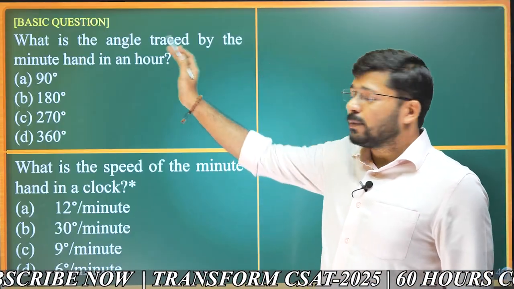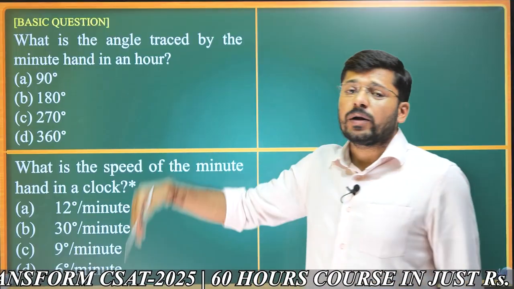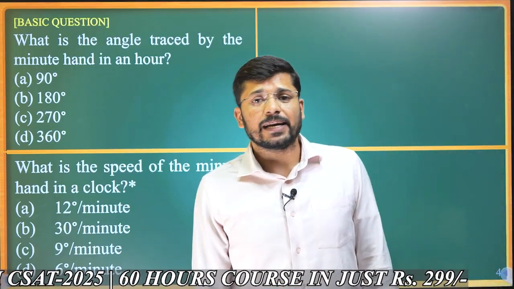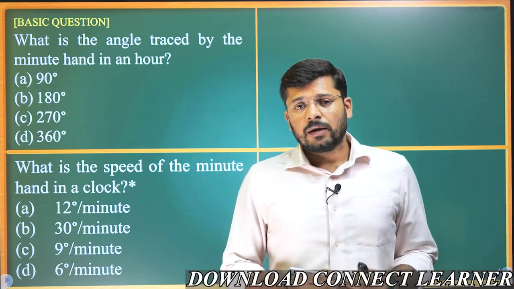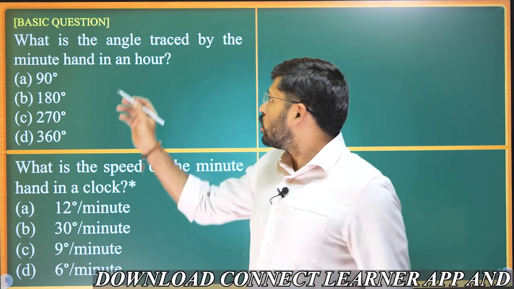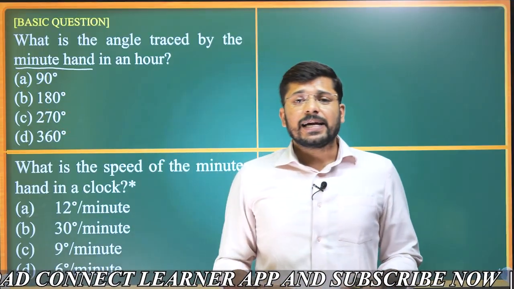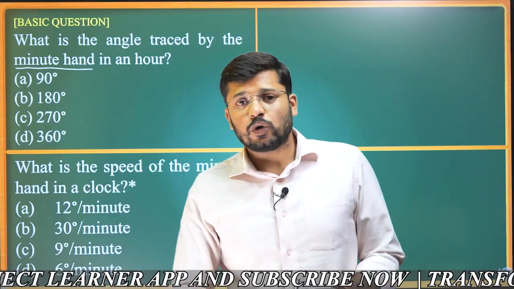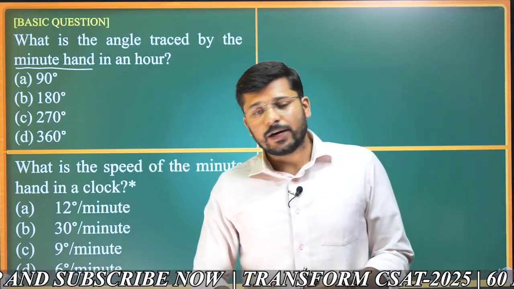Okay, it is a basic question. What is the angle traced by the minute hand in an hour? Let us say the time is 1 o'clock now. We are talking about the minute hand, right? When the time is exactly 1 o'clock, the minute hand would be pointing exactly upward at 12. So there are 12 numbers, and the minute hand would be pointing exactly upward at 12.